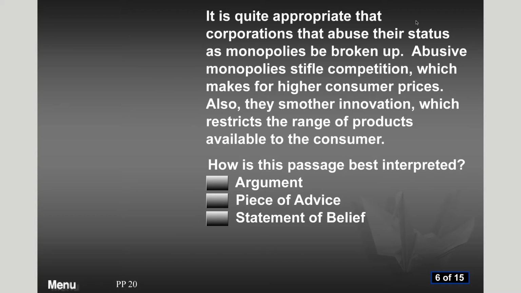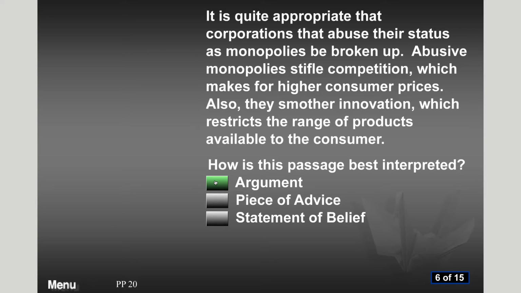So how is this best interpreted? Well, I've already sort of suggested to you, right? It's not a piece of advice. It's not just merely advice that companies that abuse their power should become broken up. It's not a statement of belief or an opinion, because it gives reasons for that. Abusive monopolies stifle competition. This is well known in economic theory. And when there are these monopolies, they smother innovation. And so in economic theory, this is a well-known thing that we want to avoid monopolies. Otherwise, they take over an entire marketplace and then can set whatever prices they wish.